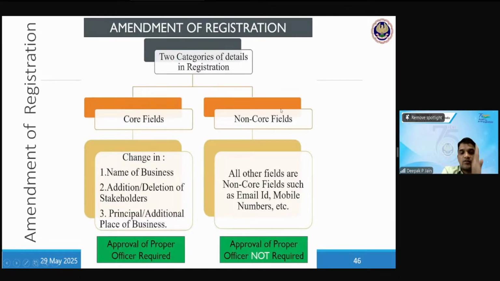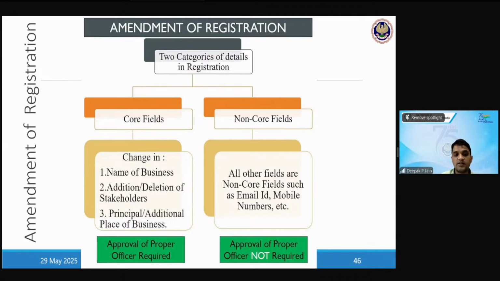Now we have understood normal registration, casual taxable person registration, and non-resident taxable person registration. Now, in any of these registration certificates, if you want to make some amendment, then you can do an amendment. Now, how does this amendment work? There are two kinds of fields. One is amendment in the core fields, and one is amendment in the non-core fields. Core field means a field which is core to the registration, which is important.